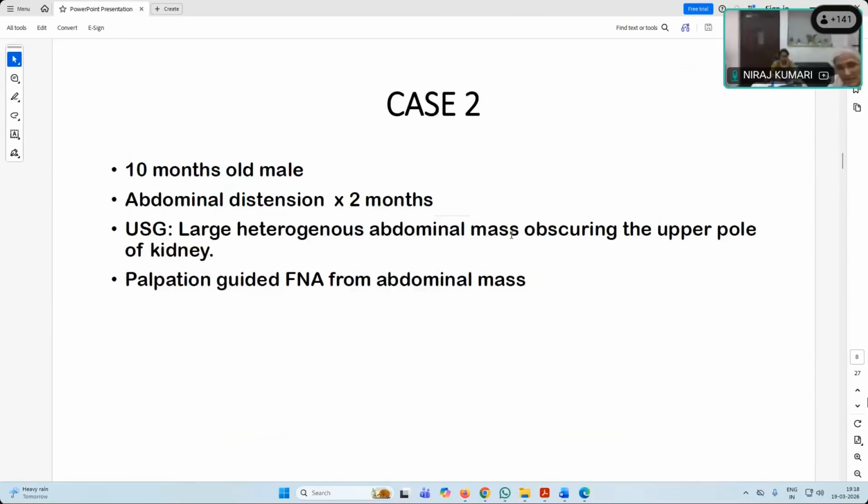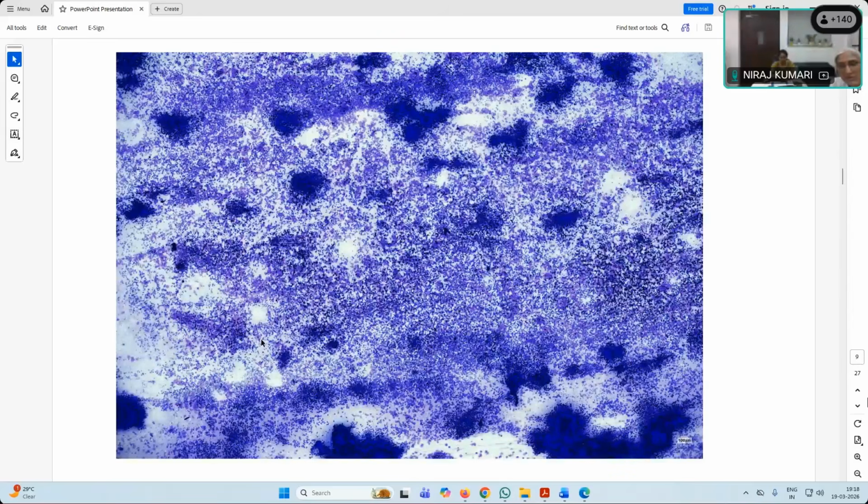So the second case is a 10-month-old male child. He has had abdominal distension for 2 months. On ultrasound, he has a heterogeneous abdominal mass, which is obscuring the upper pole of the kidney. Now, since it is obscuring, we don't know the origin of the mass. The FNA has been done from the abdominal mass, and these are the smears at low power.